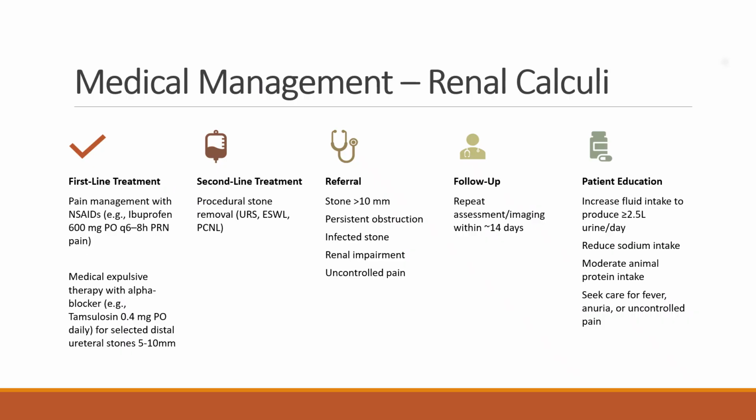Patients should increase fluid intake to produce at least 2.5 liters of urine per day, reduce sodium intake, maintain normal dietary calcium intake, and strain urine when instructed. They should seek immediate medical attention for fever, inability to urinate, persistent vomiting, or uncontrolled pain.